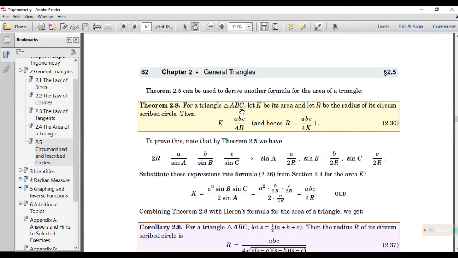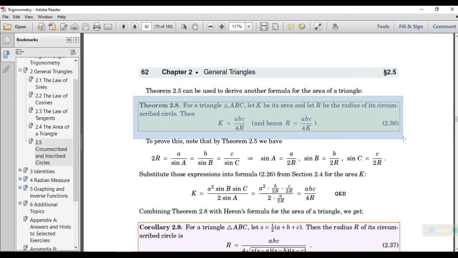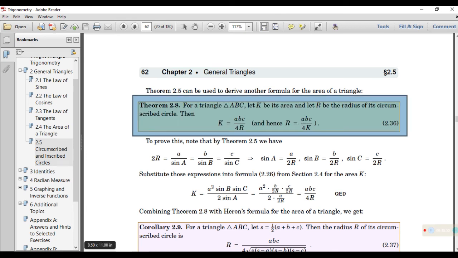So for a triangle ABC, let K be its area and R be the radius of its circumscribed circle. Then, the area is equal to the product of A, B, and C divided by 4R or 4 times the radius. Kung ang radius naman ang nawawala at given ka with K, magagawa ka lang ng algebraic manipulations dito. Sundin lang natin ang mga rules ng algebra.